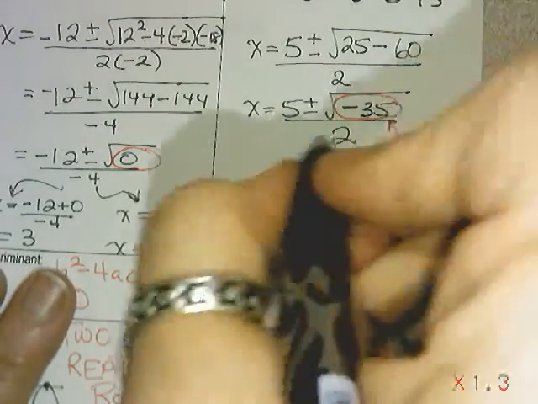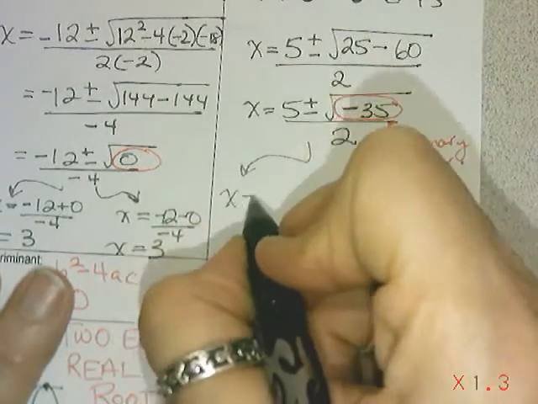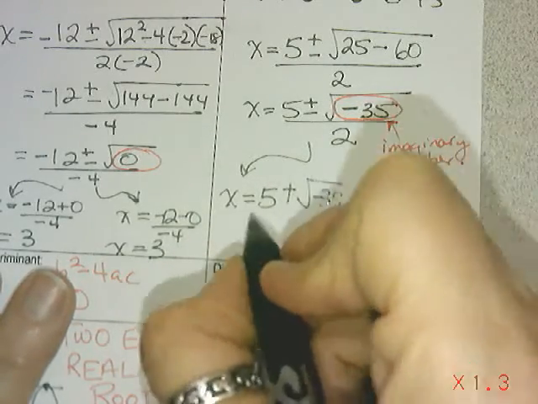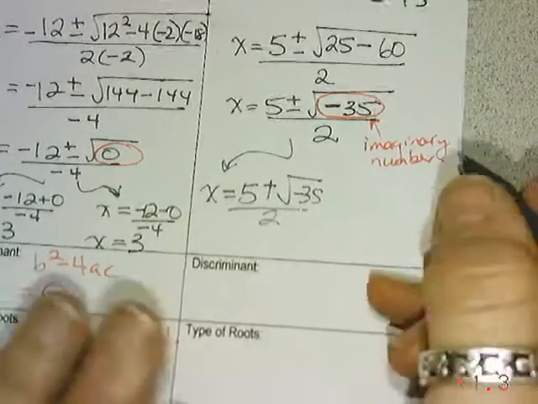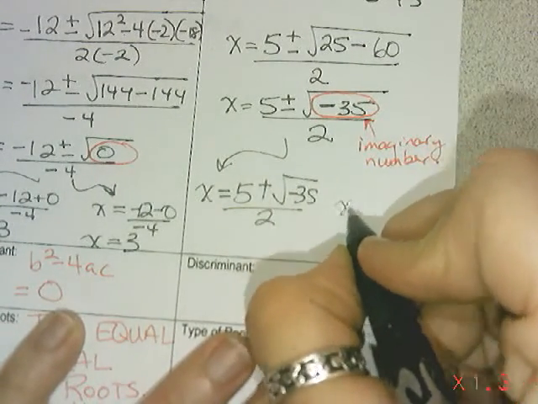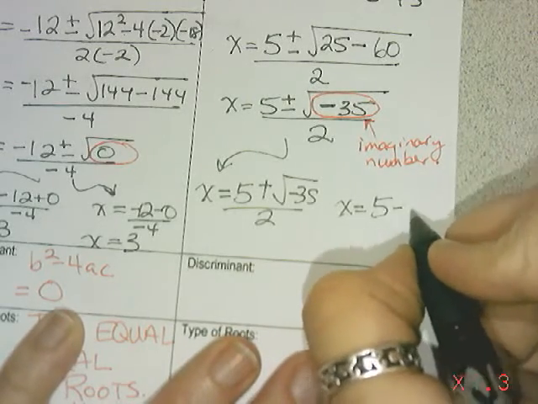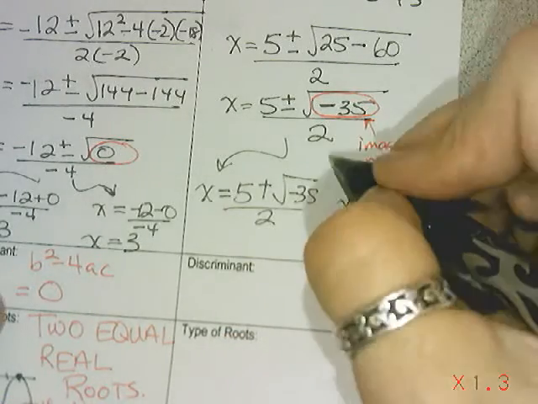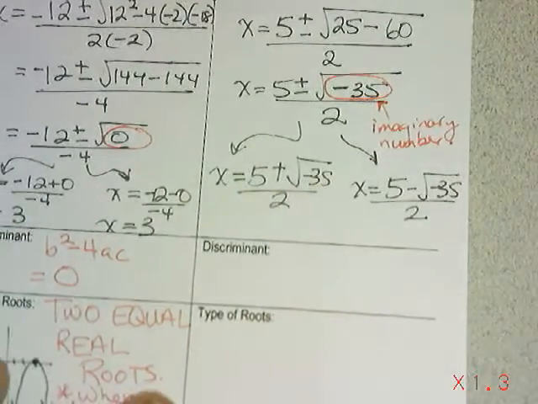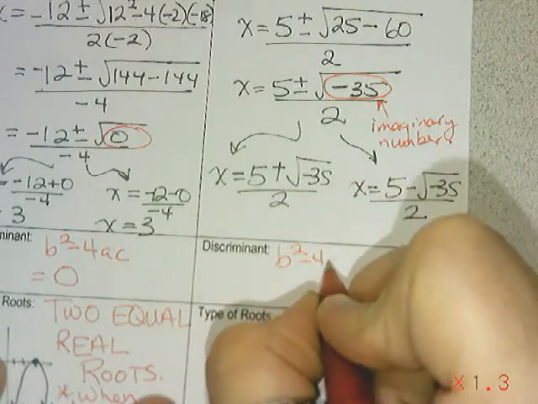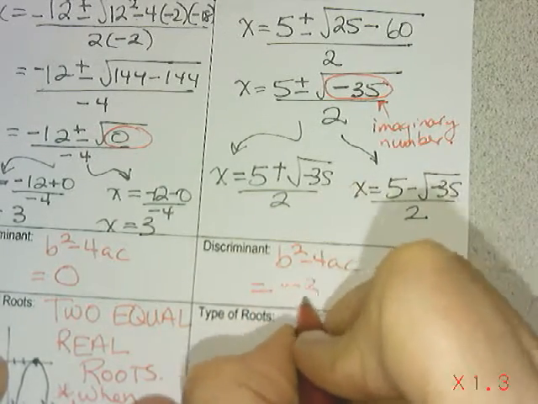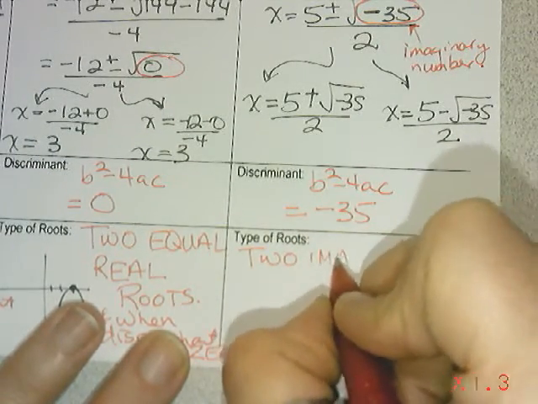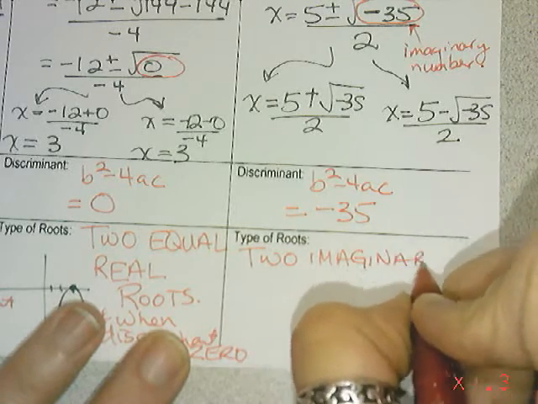And so if I was to quote my two exact roots, they would be x equals 5 plus the square root of negative 35 over 2, which does not exist on a number line because you cannot find the square root of a negative number in the real number system. And 5 minus the square root of negative 35 over 2. And so I get two imaginary numbers with a discriminant coming out to be a negative 35. So we get two imaginary roots.